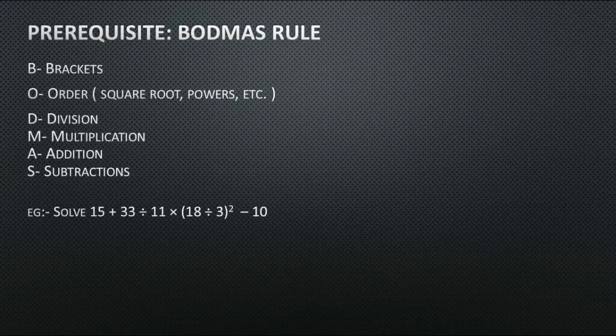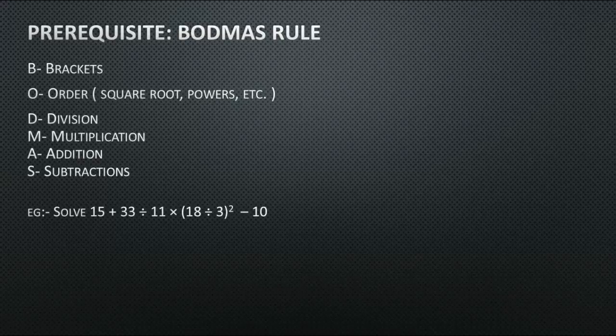Consider the expression 15 + 33 ÷ 11 × (18 ÷ 3)^2 − 10. So, let us see how we can evaluate this expression using the BODMAS rule. We need to keep in mind that the rule gives the order of precedence of calculations. Thus, as per the rule, in any given expression, the terms in the brackets need to be evaluated first.